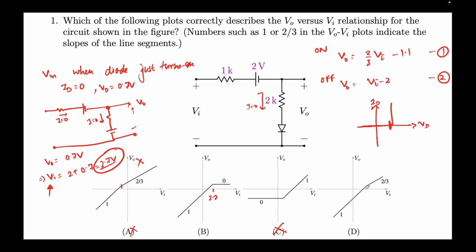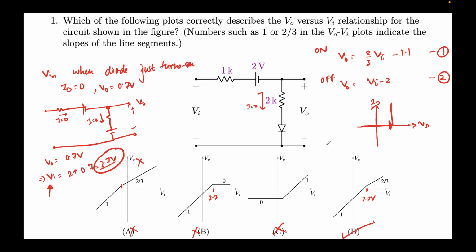So the slope is 1, and again, this voltage is 2.7 volts. And finally, after that, the slope has to be 2 by 3. So after this, the slope is not 2 by 3 here. So this option is eliminated. So we can see that D will be the correct option for this problem.